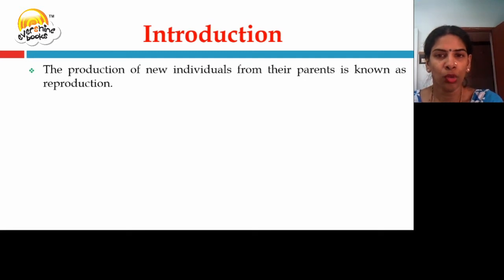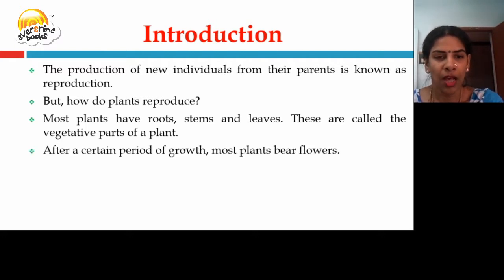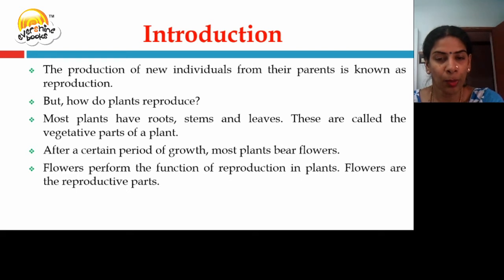The production of new individuals from their parents is known as reproduction. But how do plants reproduce? Most plants will have roots, stems and leaves. These parts are called vegetative parts of a plant. After a certain period of growth, most of the plants will bear flowers. Flowers will perform the function of reproduction in plants. So, we say that flowers are the reproductive parts.